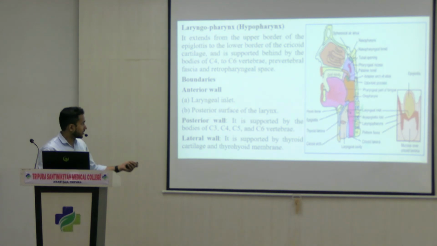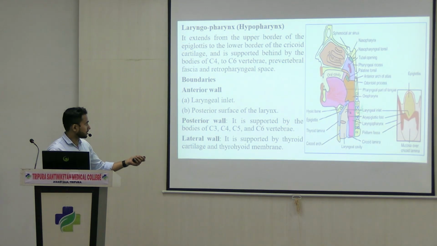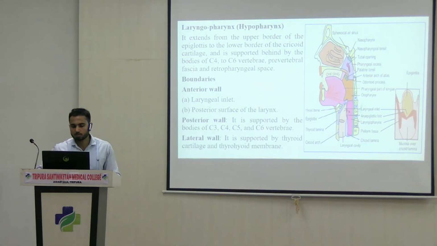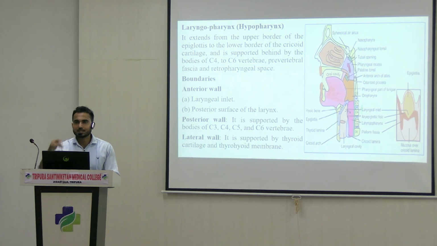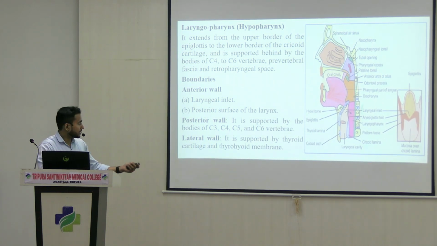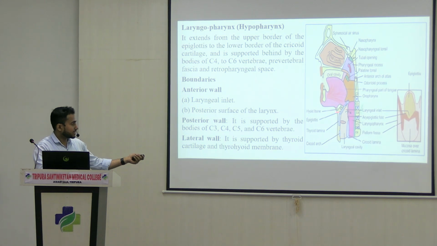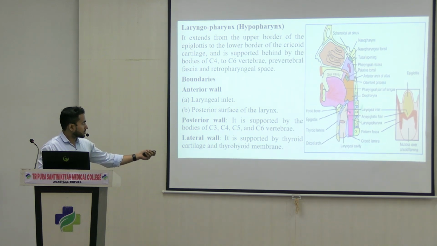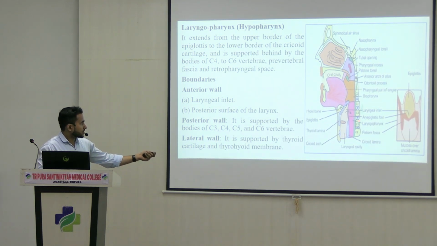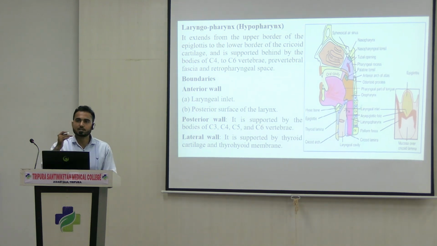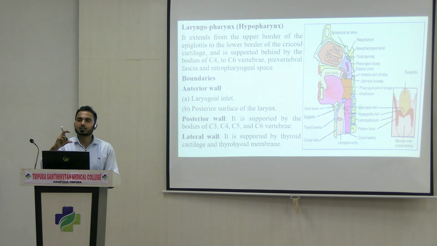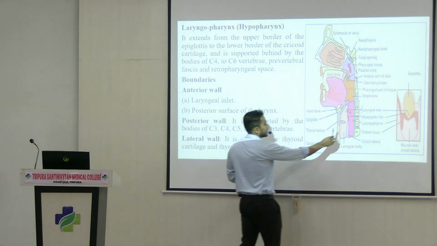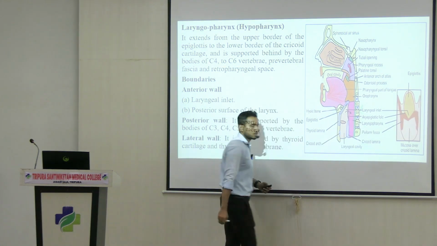Here we are getting the anterior wall. So this is the anterior wall. This is the posterior wall. And then on either side we are getting the lateral walls. So what will be in the anterior wall? As you can see, the inlet of the larynx is there, laryngeal inlet. See, this is the laryngeal inlet on the anterior wall, and the posterior surface of the larynx, which is forming the anterior wall. Posterior wall you can see C3, C4, C5, C6. These are the cervical vertebrae which are present on the posterior wall. So this is the anterior wall, this is the posterior wall of the laryngopharynx.